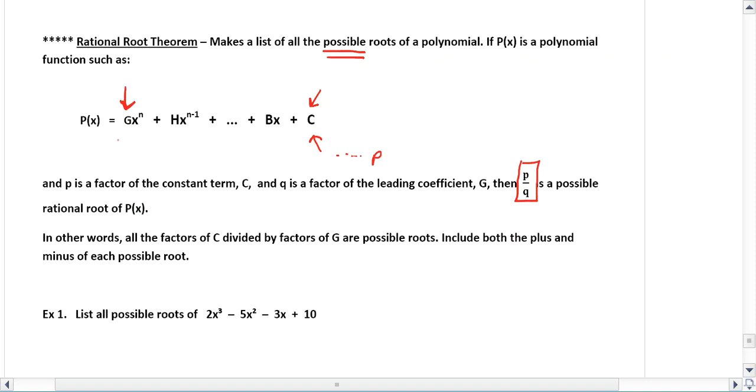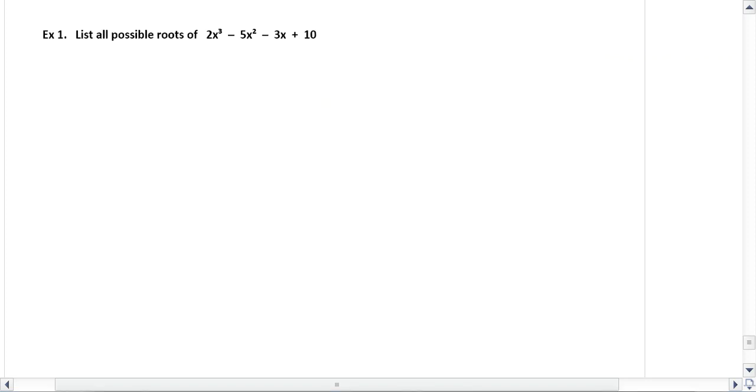Q comes from all the factors of this leading coefficient, and we'll make a list of those. And then, I'll put the Q here, all the possible answers, we could put all the different factors of C over all the factors of G. And like I said, we'll start making these lists, and it sounds a little complicated, but it's not. So let's look at example 1.